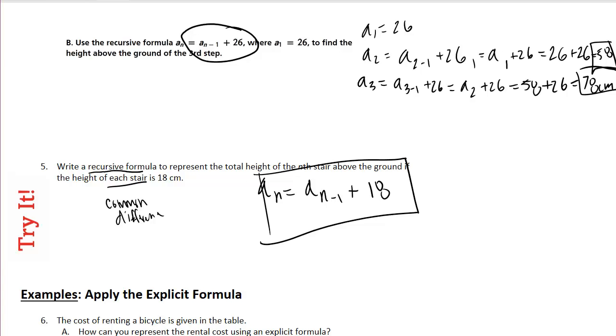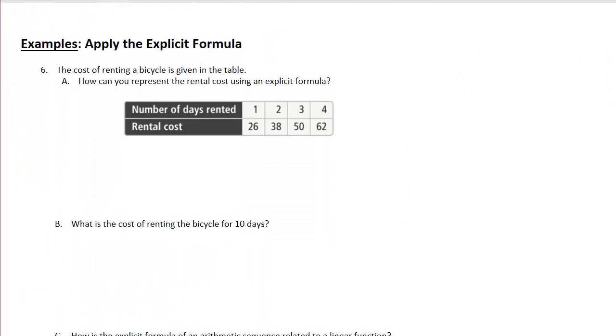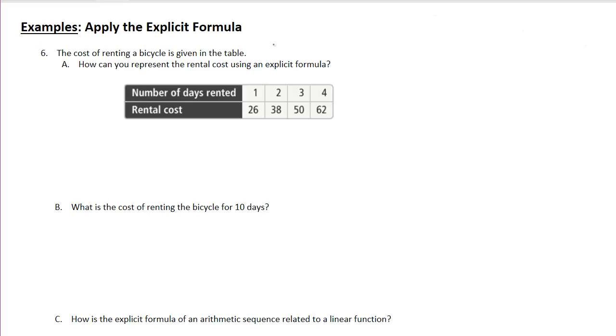All right, let's look at the next example. So we want to apply the explicit formula. So first then, let's go ahead and make sure that we recall the explicit formula. The explicit formula is a sub n equals a sub 1 plus n minus 1 times d. So there's my formula. So the first thing we want to do is make sure that we have a constant rate of change. So from 1 to 2 to 3 to 4, just like we were doing with the linear function and the slope. And then we want to compare this change in output and make sure that this is constant.